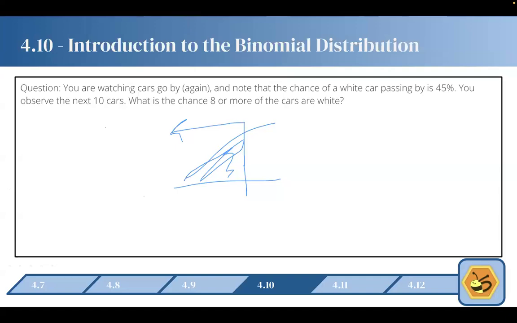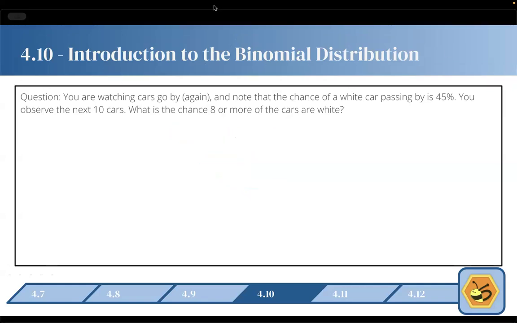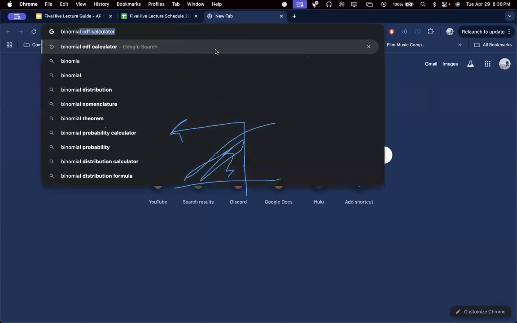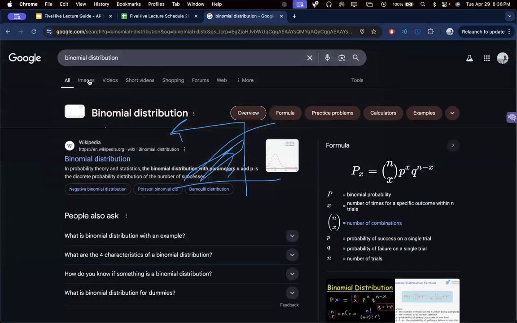So what does a binomial distribution actually look like? Well, you know what? Let's take a look. Let's see if we can do some Google on the fly here. Binomial distribution.